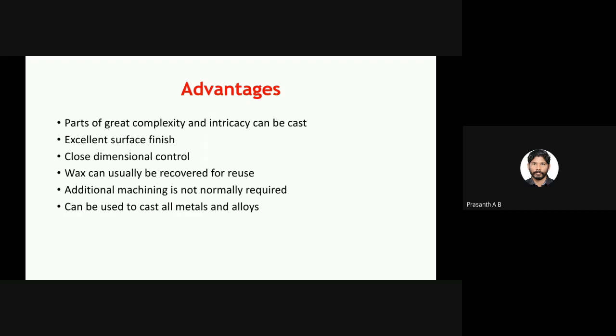Then wax can usually be recovered. Once you melt this wax, it is not wasted. We can use it for making other investment castings. This pattern material wax can be reused again and again, so that is reducing the cost. Then additional machining is not normally required because excellent surface finish is obtained. Then this process can be used to cast all metals and alloys. There are only very rare casting operations which can be used for all metals and alloys, and investment casting is one among them.